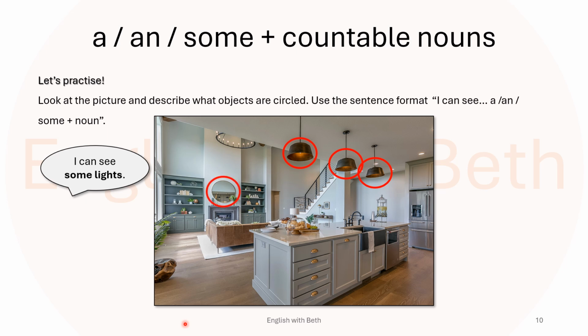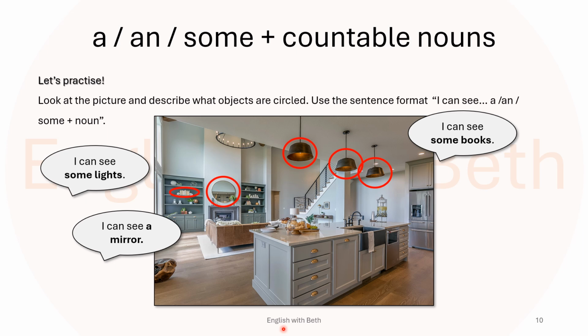What object is circled here? Well done. It's a mirror. So we say, I can see a mirror. One mirror, a singular countable noun. What objects are circled here? It's quite small, it's over here. That's right. I can see some books. Good job.